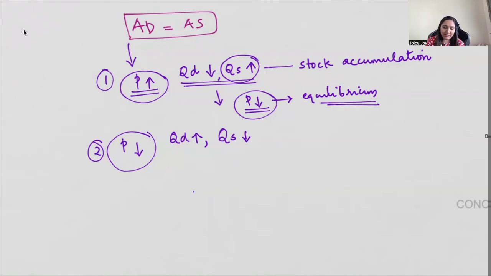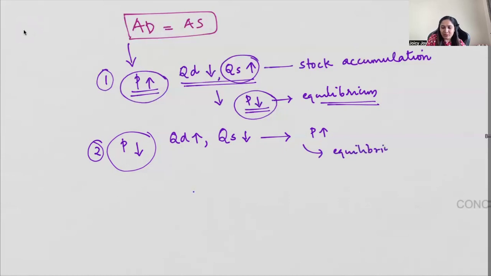All right, coming back. So as we said, when the price decreases, the quantity demanded increases and the quantity supplied reduces. As a result of this, demand is high and the supply is less. So what will the sellers do? They will increase the price. So again, when the price increases, it will go back to equilibrium.